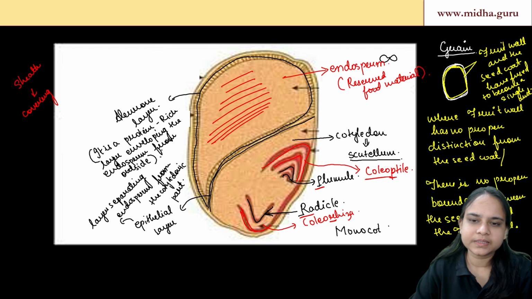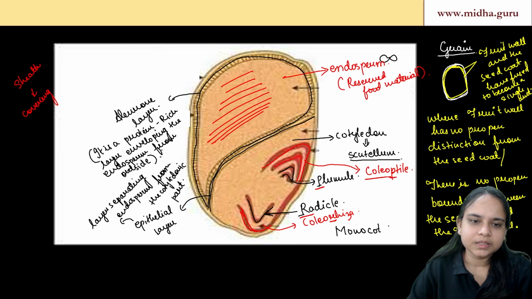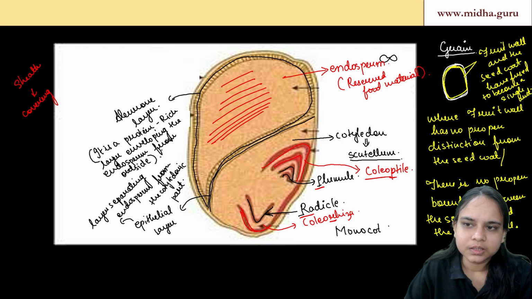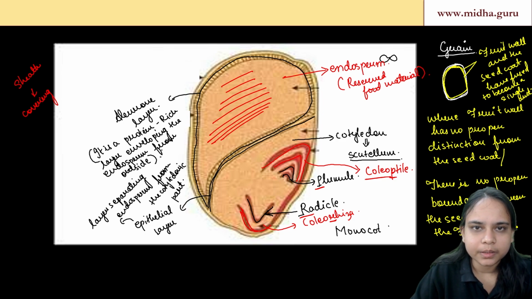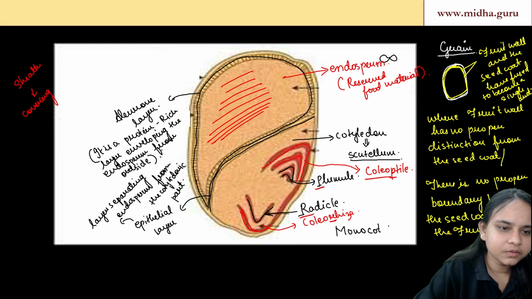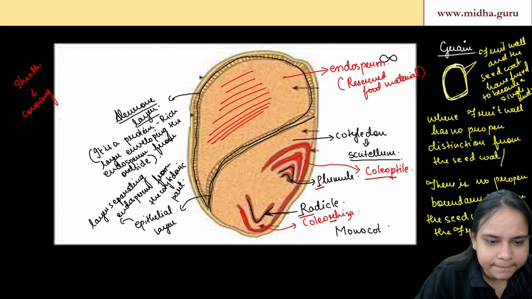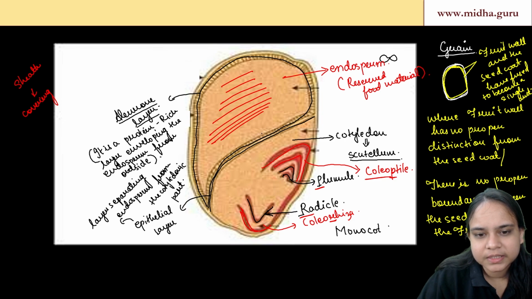So a question can arise like this: the aleurone layer is rich in what? We can have options like protein, carbohydrate, fat, anything. We have to answer that it is a protein rich layer. So the aleurone layer is a protein rich layer, and it is enveloping, or acting as a boundary for, the endosperm.